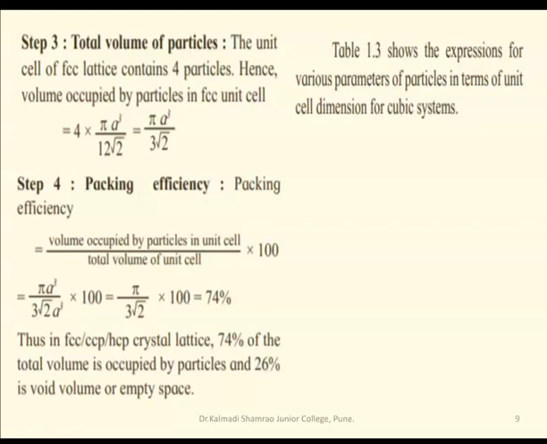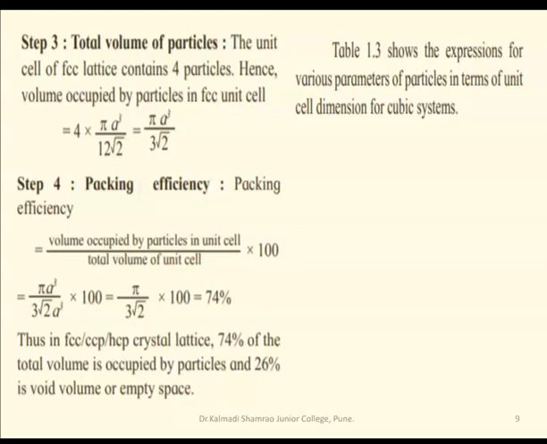Volume occupied by particles in unit cell divided by total volume of unit cell multiplied by 100 is the packing efficiency. Substituting the values from the steps which we have calculated, volume occupied by particles in unit cell is pi a cube divided by 3 root 2, and a cube in the denominator is the total volume of unit cell, whole multiplied by 100. Cancellation of a cube takes place to give us packing efficiency equal to pi upon 3 root 2 into 100. Substituting the value of pi as 3.14, we get the packing efficiency is equal to 74%.